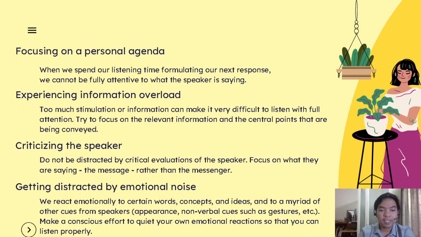Okay, next is criticizing the speaker. So do not be distracted by the critical evaluations of the speaker, focused on what they are saying. The message rather than the messenger. So we sometimes criticize the speaker based on how they look, their mannerisms, or unsa ilahang gipang sulo. We judge them, medyo judger ra kaayo ta, or judgmental. But please remove those things from your mind because of that we won't be able to focus on what the speaker or the messenger is saying.